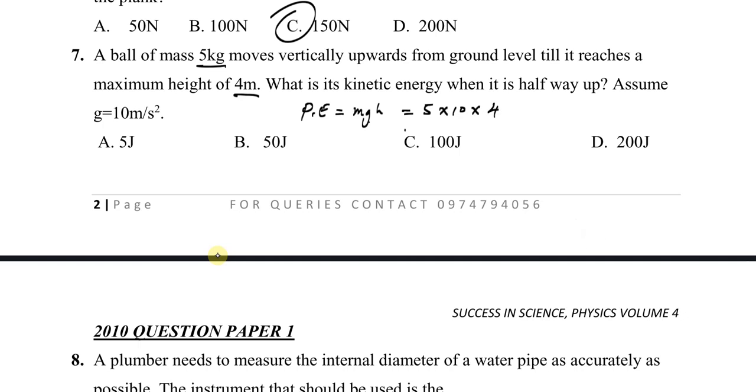Okay, so when we do the multiplication here, you discover that this will be 4 times 5, which is 20, times 10, which is 200. So it is going to be 200 joules. Now the question is halfway, so meaning we divide this by 2, so it will be 200 divided by 2, which is going to be 100. So you are saying 200 joules divided by 2, which will give us 100 joules. So you discover that this is 100 joules here, so the answer is C.